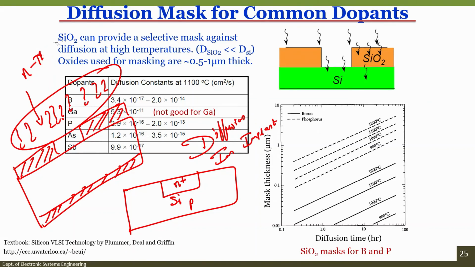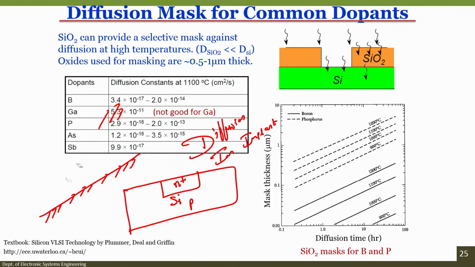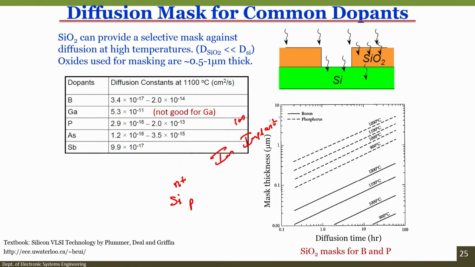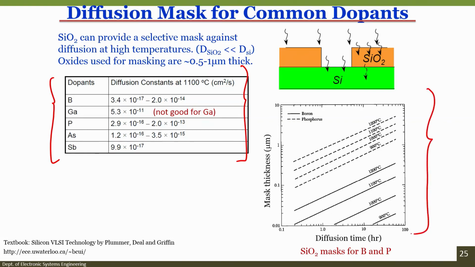The silicon dioxide acts as a selective mask against diffusion at high temperature, because D of SiO2 is extremely low, less than D of silicon. As we know, oxides used for masking are about 0.5 micron to 1 micron thick. In this case you can see different dopants and their diffusion constants at 1100 degrees centigrade. The diffusion constant of silicon dioxide is extremely less than the diffusion constant of silicon. That is what I said about D SiO2 less than D Si. In this chart, if I want to use silicon dioxide as a mask for boron and phosphorus, how much should my thickness be?